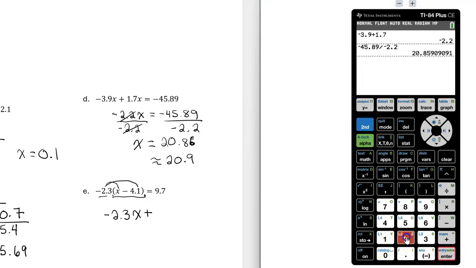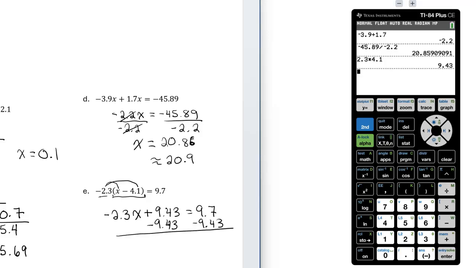All right, so we have 2 3/10 times 4 1/10. And we get 9 43 hundredths, and that equals 9 7/10. Okay, now I have nothing else I can combine on each side. So now I need to combine like terms across the equal sign. Well, 9 43 hundredths is a like term with 9 7/10. So I'm going to go ahead and subtract that from both sides. That becomes 0, so it goes away, and I have negative 2 3/10 x equals.